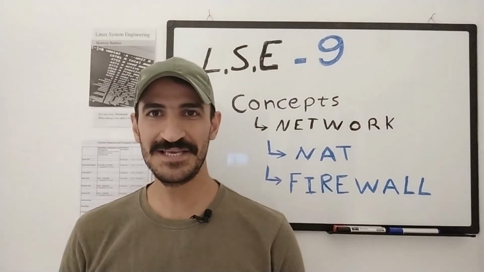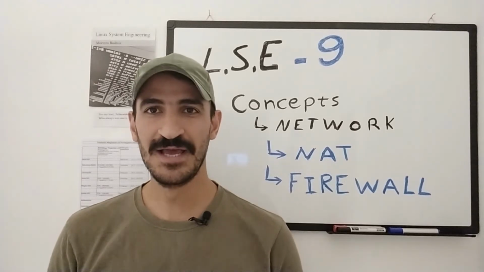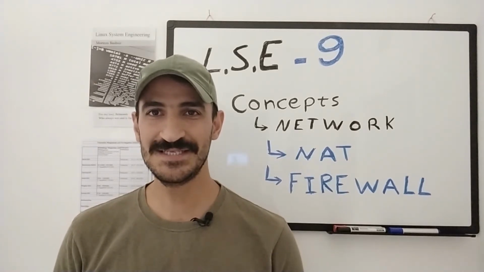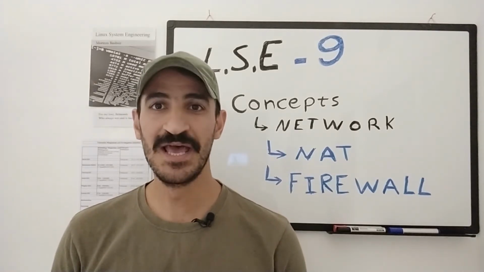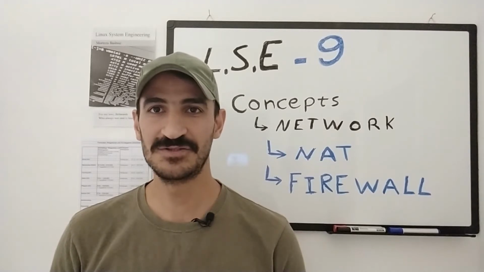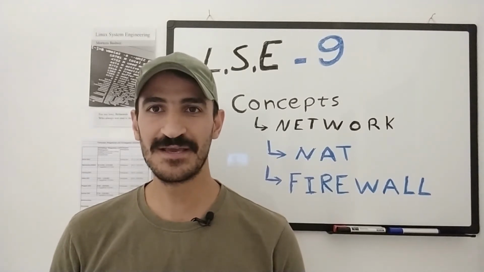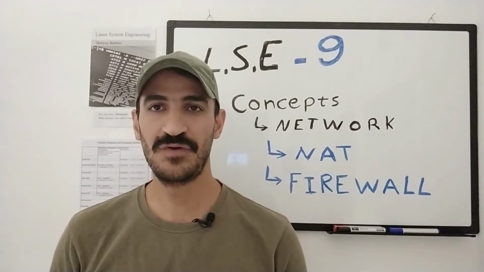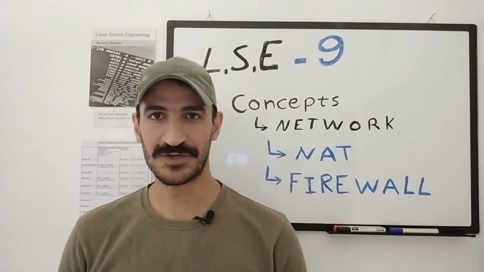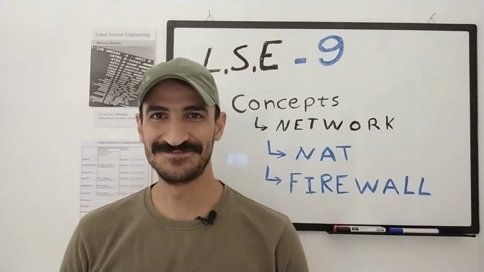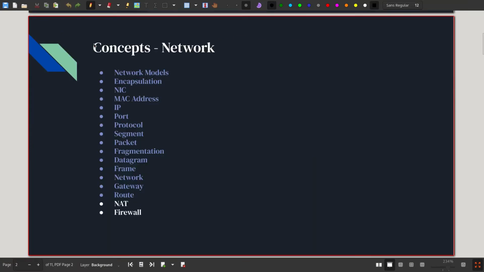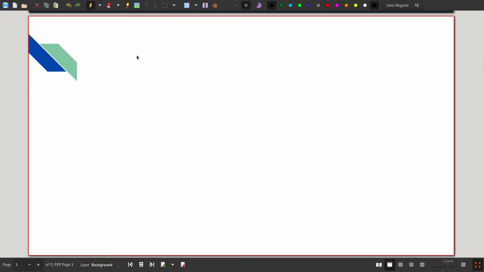Welcome to LSE episode 9. In this episode, I am going to talk about what network address translation is, what kinds of NAT we have, and also the use cases of NAT in networking. I will also talk about what a firewall is and how firewalls work in networking. So let's start. This is the last episode of this chapter, the concepts of network.